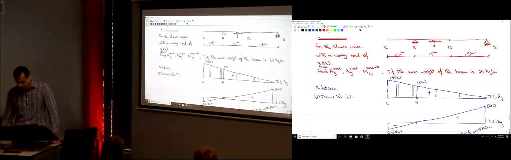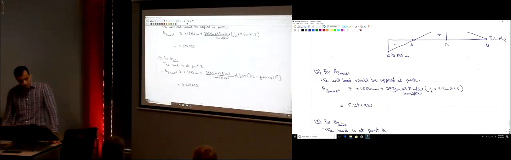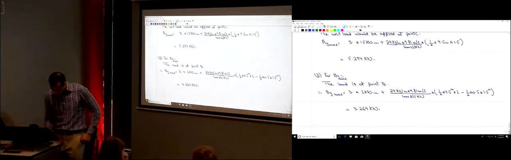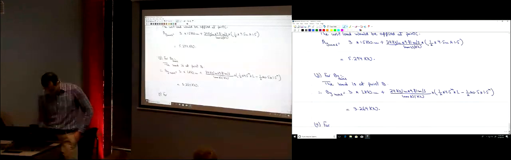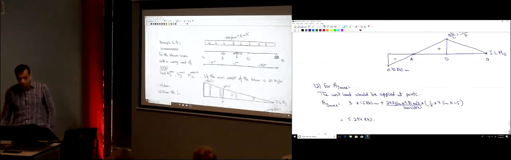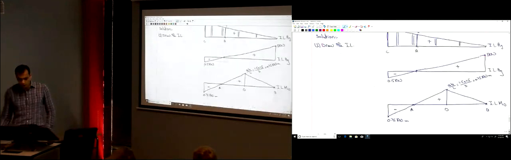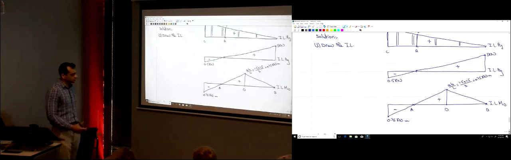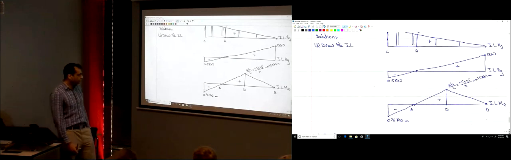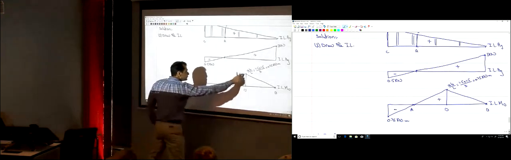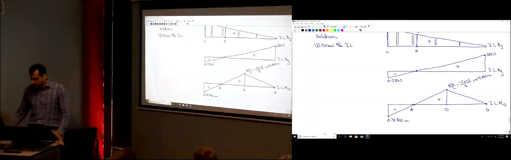Now, let's move to the third thing, which is MD. I want to maximize MD max here, MD maximum positive. Where would I put the load so that MD is maximized? At point D, because that's the maximum height over here. So I'm going to apply this load at point D.